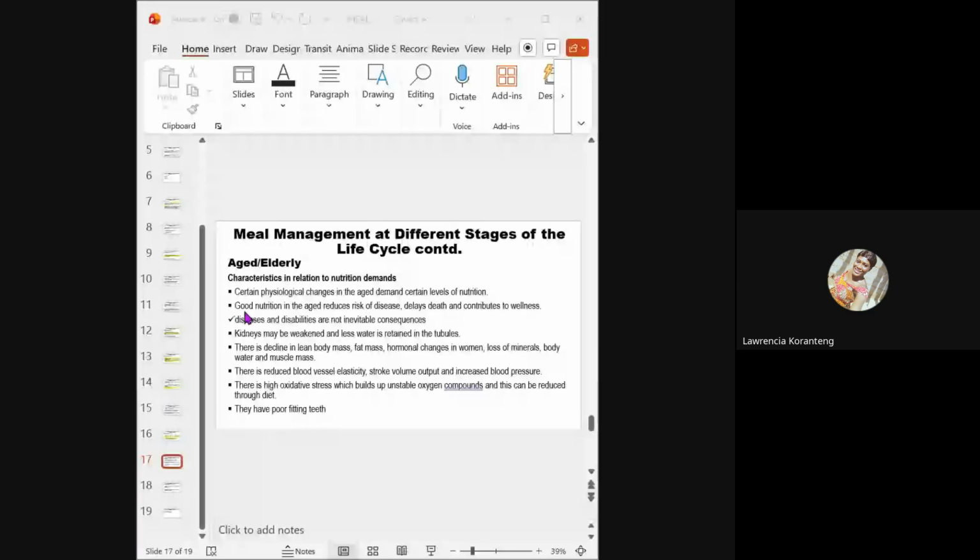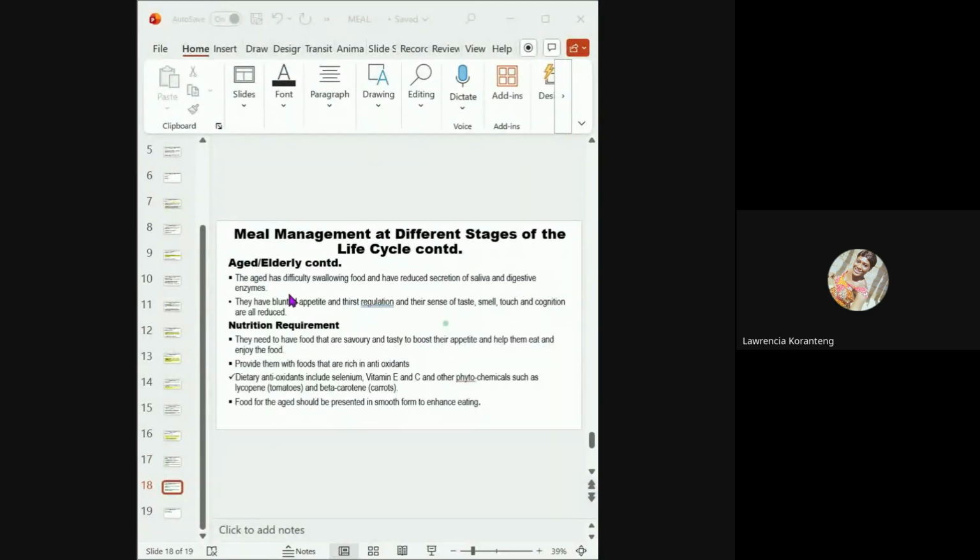They have poor fitting teeth. That's why I was saying that they need a lot of calcium and fluoride at this stage. So their teeth become poorer. They cannot chew the normal bones that they chew. The teeth become removable and all that.